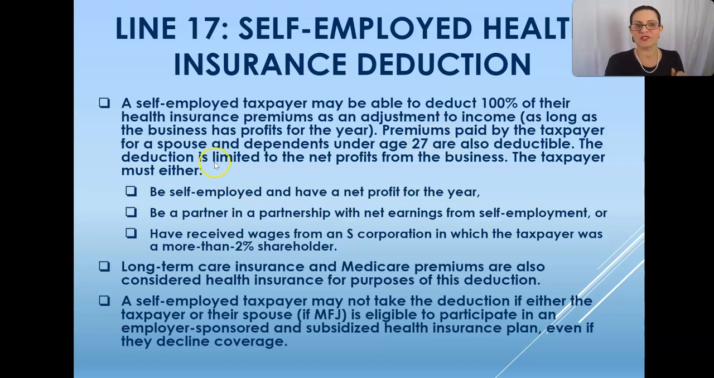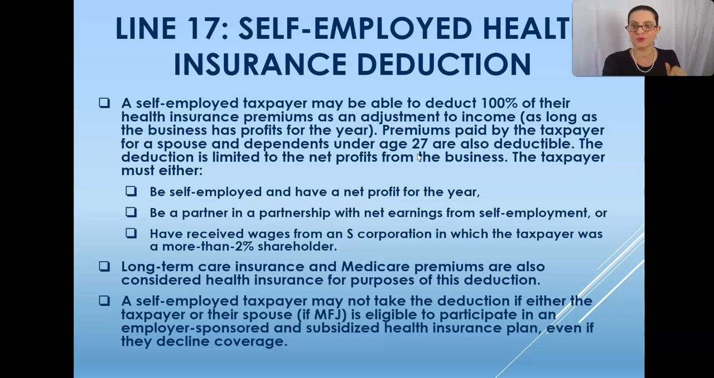Premiums paid by the taxpayer for a spouse and dependents under the age of 27 are also deductible. The deduction is limited to the net profits from the business. So if the business does not have any profits, you cannot take this deduction for yourself. This is another reason why sometimes it's really good to pull back on that depreciation and not take Section 179 or bonus depreciation, so that you can show a little bit of income on the Schedule C. Because if you don't, then you're not allowed to take this deduction, and it's essentially lost. You don't get to carry it over to future years because it's not technically a business deduction on the Schedule C.